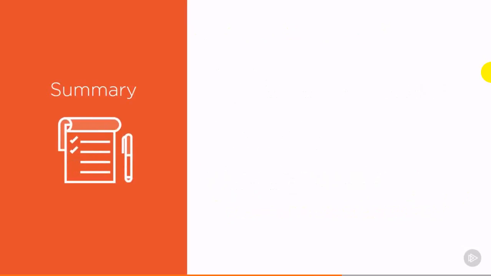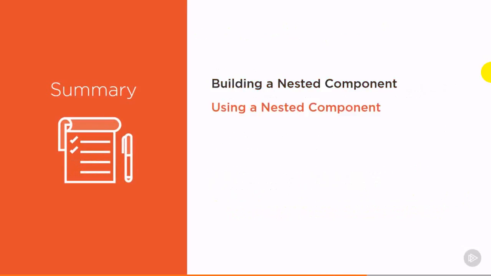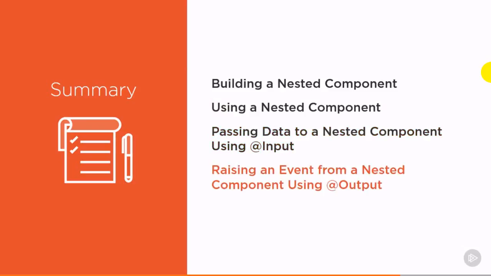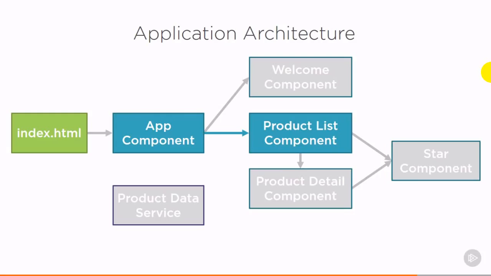This module was all about nested components. We began by building a component that could be nested within other components. We then walked through how to use the nested component within a container. We saw how to pass data into the nested component by binding to a property marked with the input decorator. And we discovered how to pass data out of the nested component by raising an event marked with the output decorator. In this module, we built the star component and nested it within the product list component. We can reuse this component in any other component of the application, such as the product detail component.